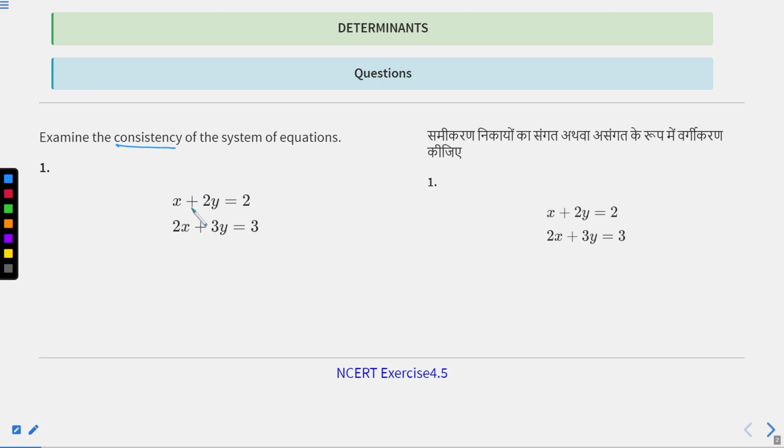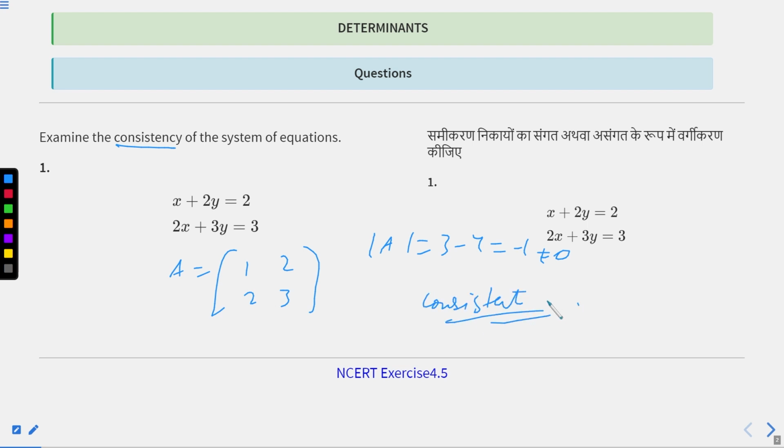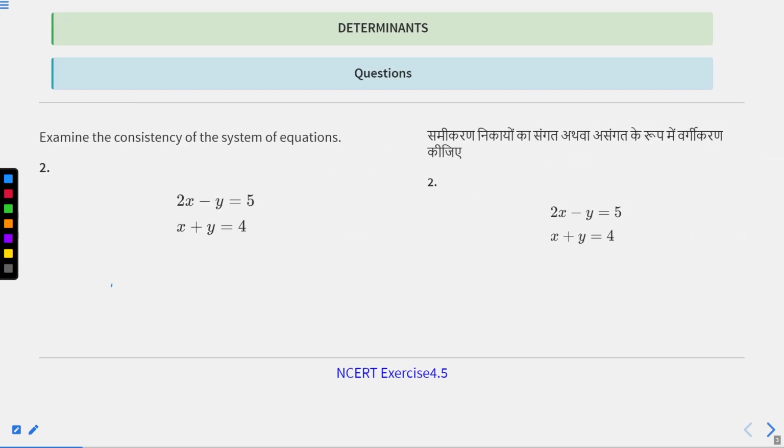Here, first of all, the A matrix will be 1, 2, 2, 3. So the determinant of A will be 3 minus 4, which is minus 1, which is non-zero. So consistent. Clear? Let us move to the next. Here the A matrix will be 2, minus 1, 1, 1. Now the determinant of A will be 2 plus 1, which is 3. So this is non-zero, meaning consistent, again consistent.